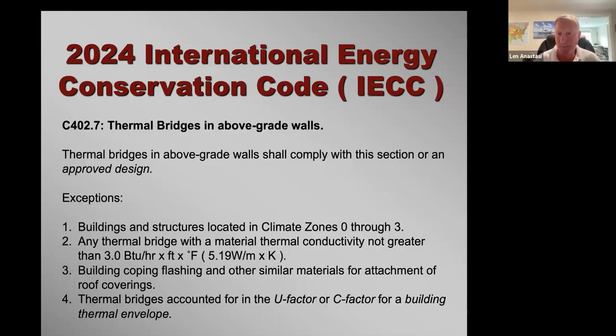So in C402.7, they mention thermal bridges in above grade walls. They have to comply with this section. There are some exceptions. Buildings located in climate zones 0 through 3. If your thermal bridge is less than 3 BTU per hour per square foot per degree, there's a coping flashing exemption. Then thermal bridges accounted for in the U factor, C factor for the building thermal envelope. This is what Passive House will do also.